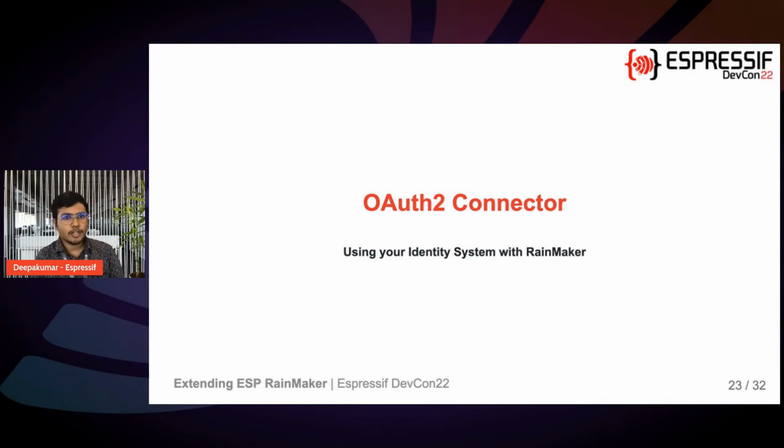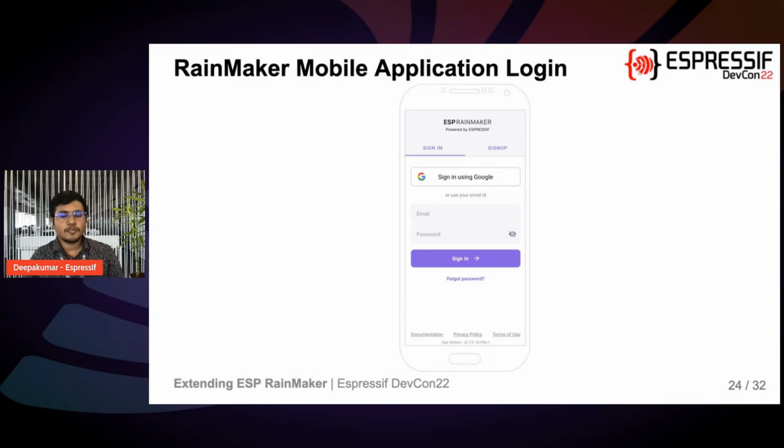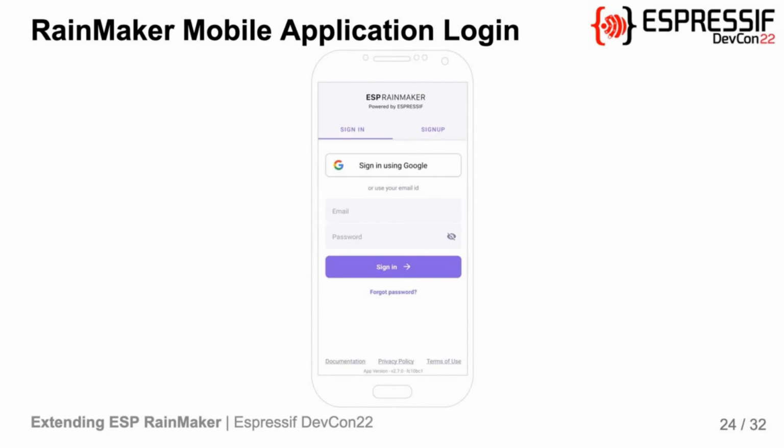OAuth 2 connectors. So what are OAuth 2 connectors and why do we need them? This is the first page that end users would see in a mobile app that is developed using RainMaker. In this mobile app, the users can sign in or sign up using email and password, or they can also use their Google accounts to sign in.